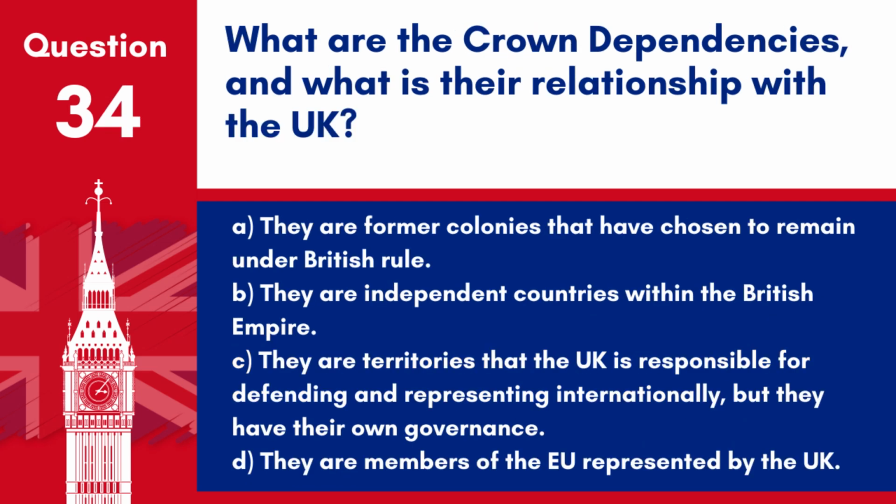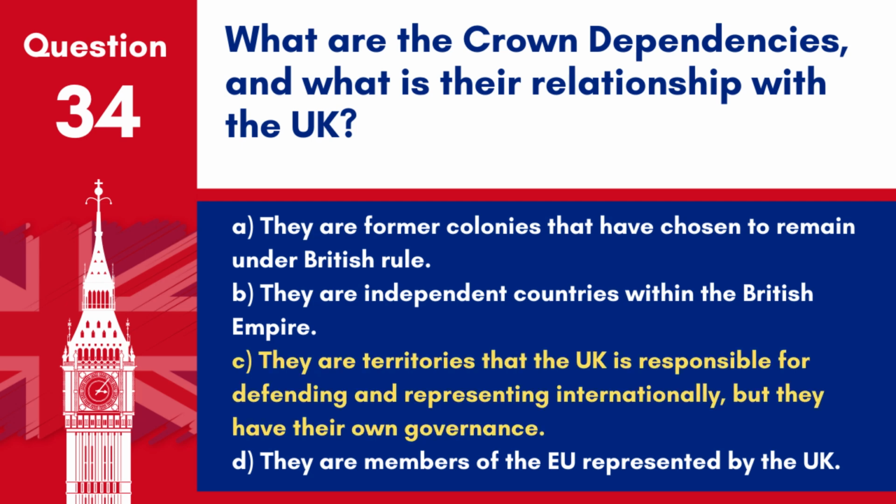Question 34. What are the Crown dependencies and what is their relationship with the UK? A. They are former colonies that have chosen to remain under British rule. B. They are independent countries within the British Empire. C. They are territories that the UK is responsible for defending and representing internationally, but they have their own governance. D. They are members of the EU represented by the UK.